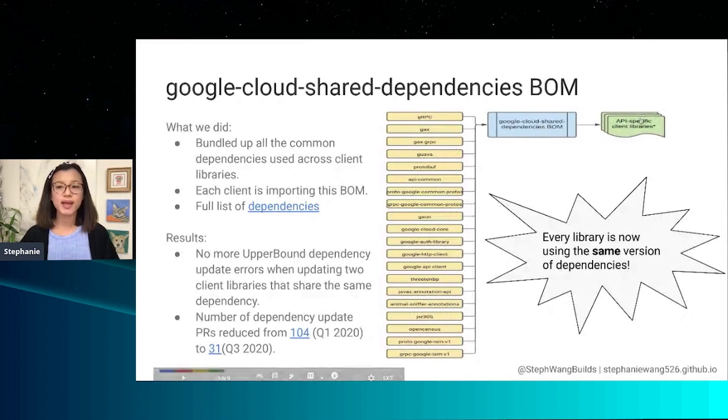Each API-specific client library, such as the BigQuery client library, now imports this particular BOM. This means that every single library is now using the same version of these shared dependencies. So we no longer faced any upper bound dependency update errors when trying to update two client libraries that share the same dependency. On top of that, the number of dependency update PRs reduced dramatically from 104 in Q1 2020 to only 31 in Q3 2020.